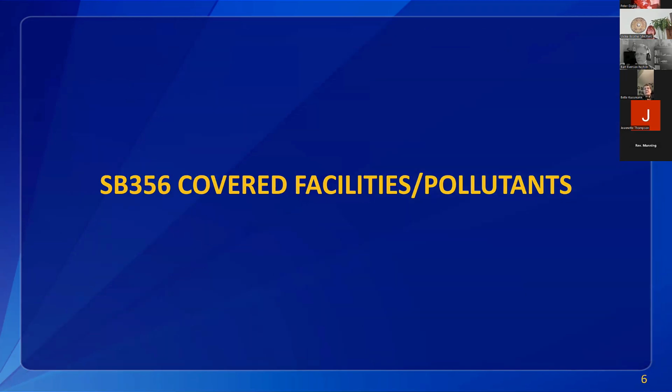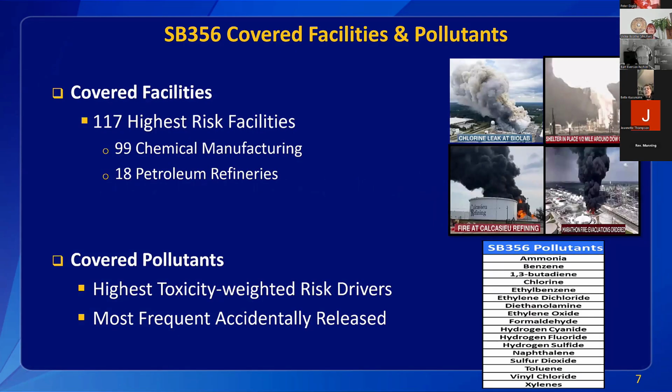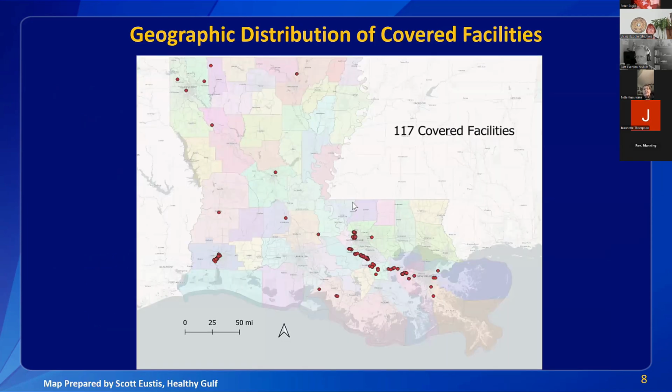So now for SB 356 covered facilities and pollutants, as I might have mentioned, it's the 117 highest risk facilities, which include 99 chemical manufacturers and 18 petroleum refineries. And it's the 17 highest toxicity weighted risk drivers, and also the highly toxic pollutants that are most frequently accidentally released in Louisiana. And Scott Eustace, in the last 24 hours, created this fantastic map of all 117 covered facilities.